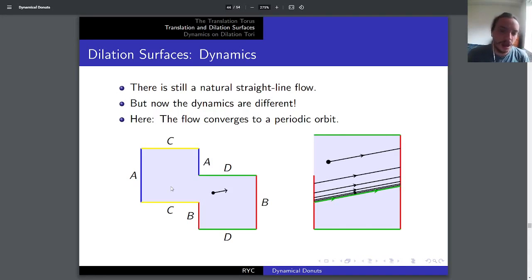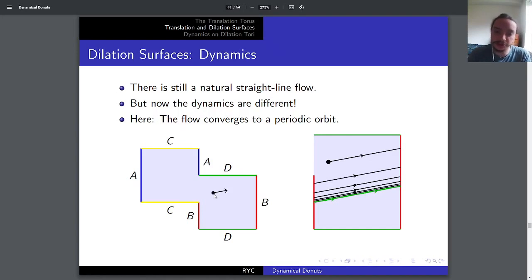Okay. And what happens when we start moving around? There's still a natural straight line flow. That's because we still don't have any curvature, so it still makes sense to move on a straight line on our surface. But the dynamics are very, very different now that we've added the dilations. So, for example, let's take a look at this flow.